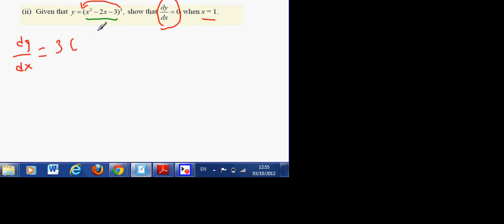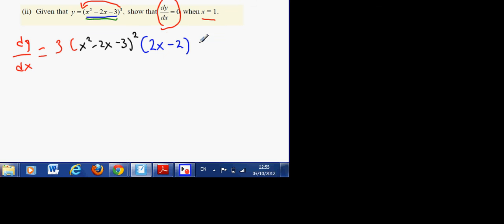To identify it's a chain rule, you'll notice that there will be a small index power, i.e. the 3. There will be a small number like that there, okay? So what we can do there is we can say 3 into x squared minus 2x minus 3 to the power of 2. We're missing a part. We forgot to differentiate what's inside the bracket, which ends up being 2x minus 2.